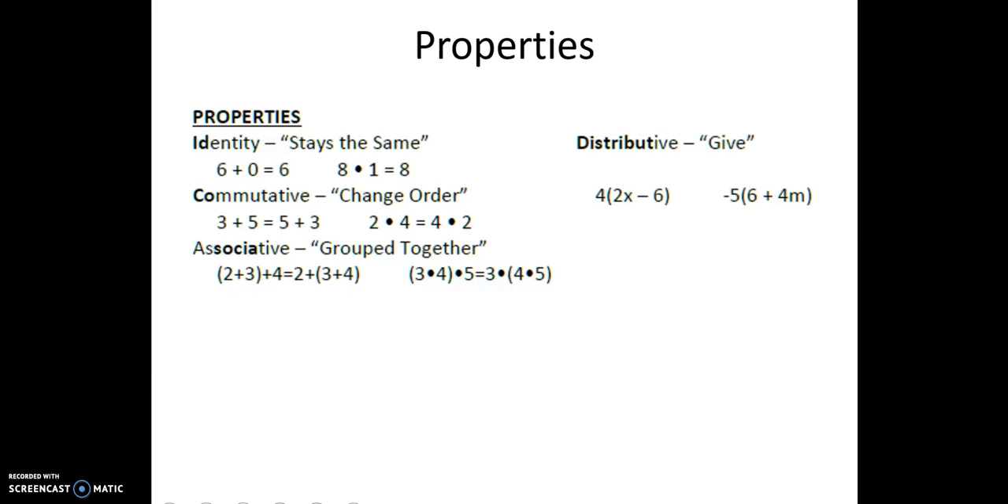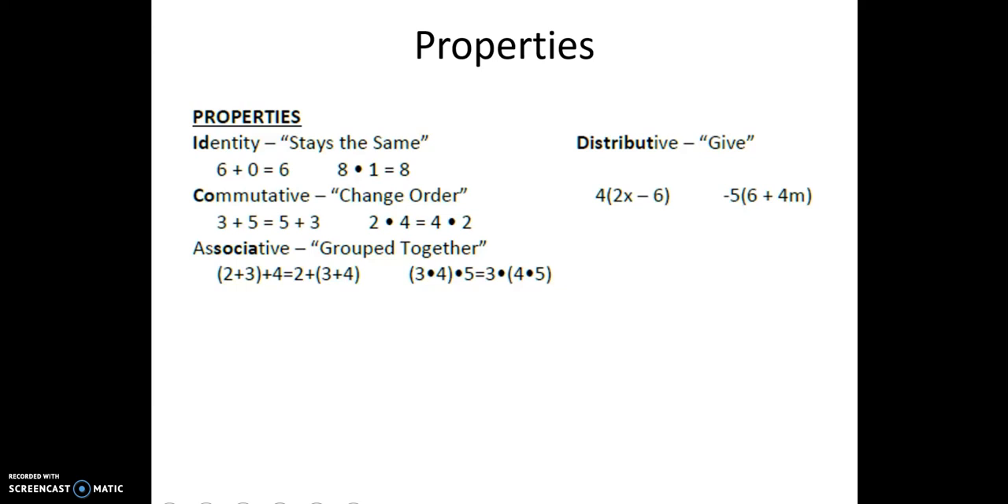And then the associative property is that they are grouped together. How are they grouped? So 2 plus 3 is grouped together, plus 4 is the same thing as if we grouped the 3 and the 4 together. And then 3 times 4 times 5, the 3 times the 4, if we multiply that first, or if we multiply the 4 times the 5 first, we'll still end up getting the same thing. And that only works, again, if it's all addition or if it's all multiplication.